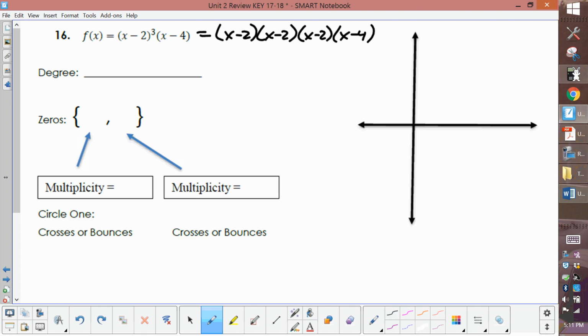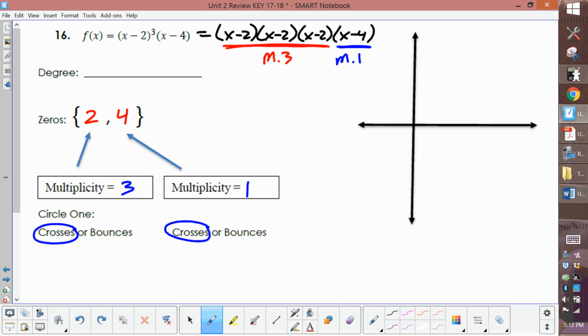So I'm going to go ahead and fill in my zeros right now. I know that all of these parentheses, the only thing that would create a 0 in each one of those parentheses is positive 2. And then out here, I notice the only thing that would create a 0 in that set of parentheses is positive 4. Now the multiplicity here, this would be multiplicity 3. This would be multiplicity 1. So my multiplicity is 3 for this one and 1 for this one. You notice they're both odd. So these are both crossing scenarios.